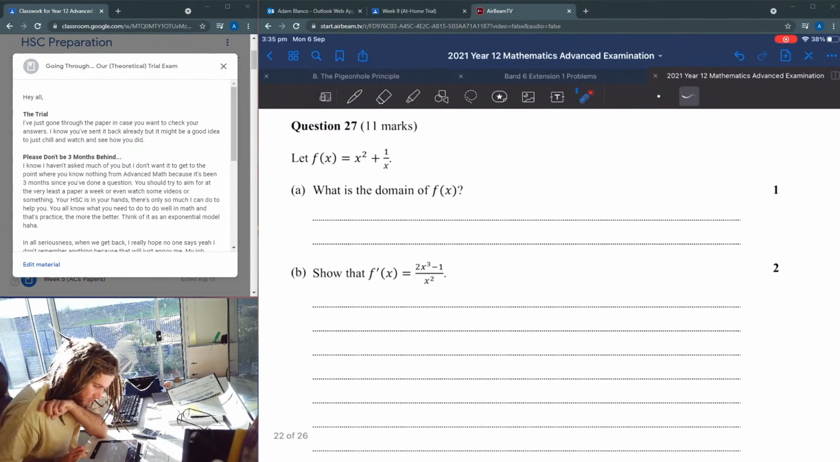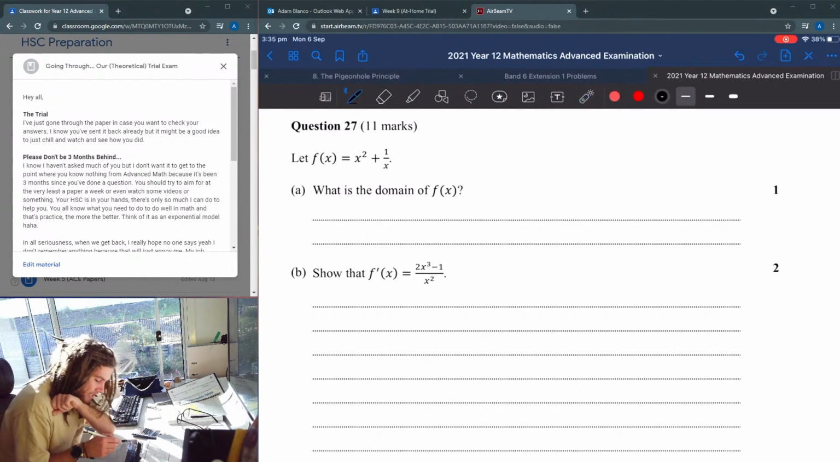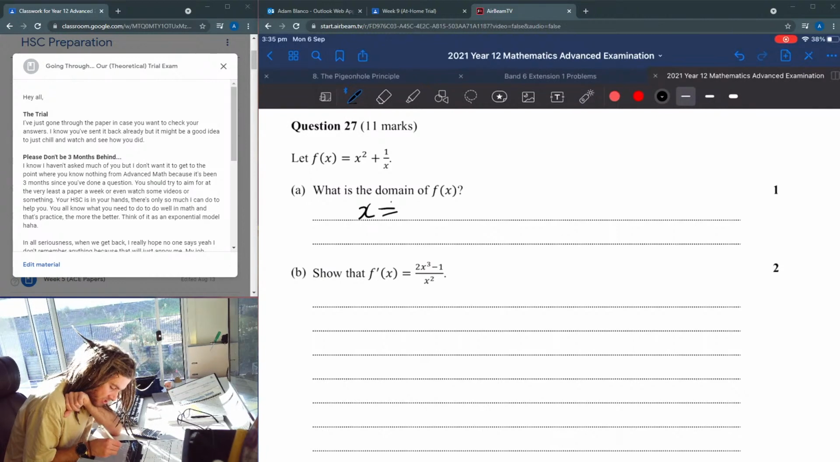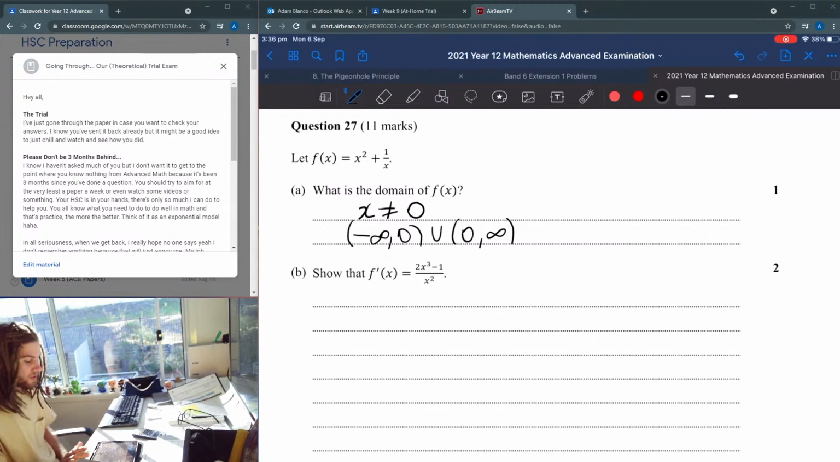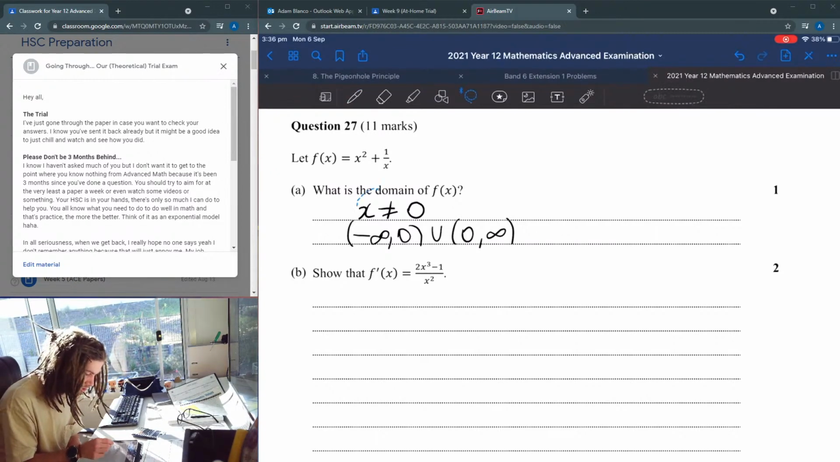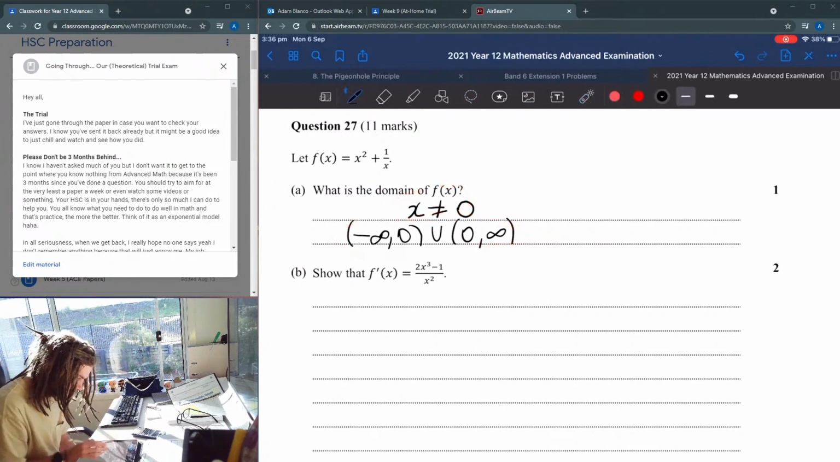Okay, I feel like this is a pretty mean question. Oh well. Domain: x can't be 0. So that means everything from negative infinity, open bracket, to 0, open bracket, union, 0 to infinity. So I just can't have 0. You can use either of these; there's normal notation and there's set notation.